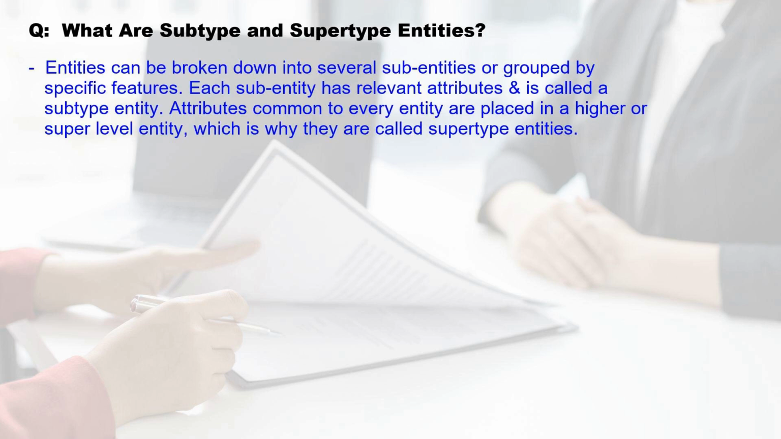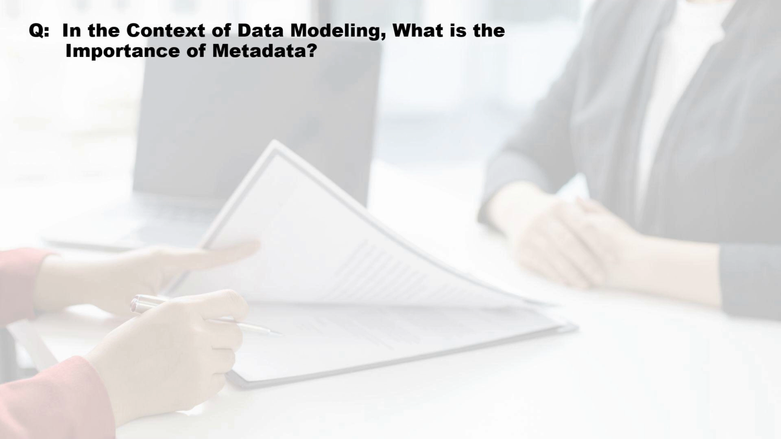What are subtype and supertype entities? Entities can be broken down into several subentities or grouped by specific features. Each subentity has relevant attributes and is called a subtype entity. Attributes common to every entity are placed in a higher or super-level entity, which is why they are called supertype entities.